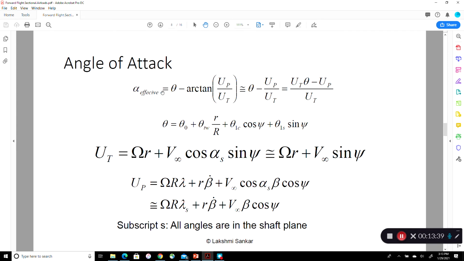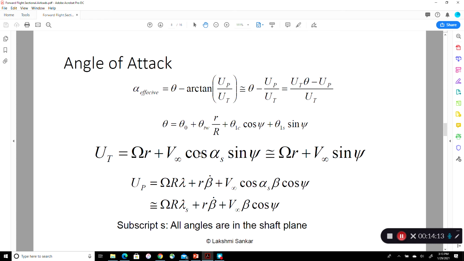Okay, we have found the alpha effective. This is the theta. It requires knowledge of theta naught, which we don't know yet, theta 1c we don't know yet, theta 1s we don't know yet. We just leave them here. These are the pilot's actions. The pilot will control the blades by tilting the swashplate or moving the swashplate up and down to change theta naught, to produce the extra thrust, and also to rotate the rotor disc front to back or laterally, as we have discussed before.